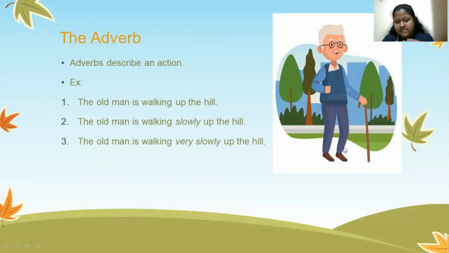Now let's look at these three sentences. The first one simply states the verb that he's doing, what he's doing. The old man is walking up the hill.